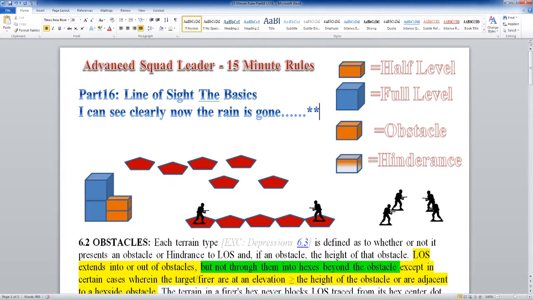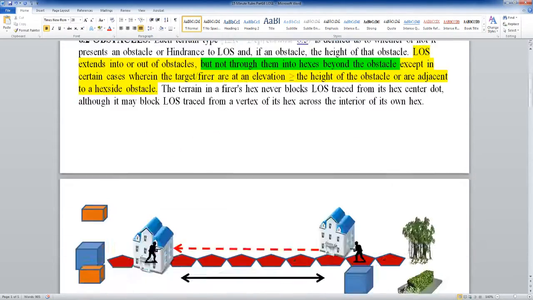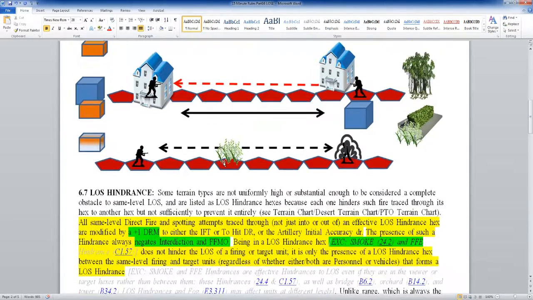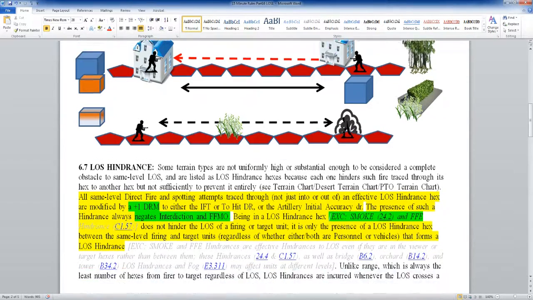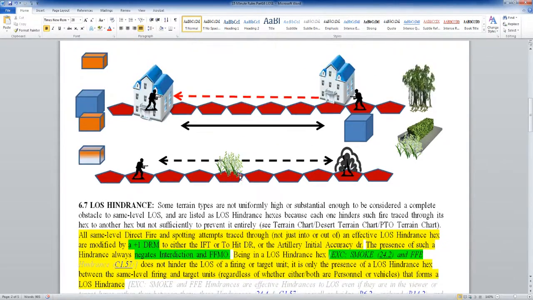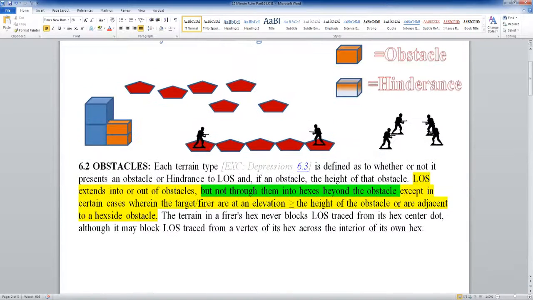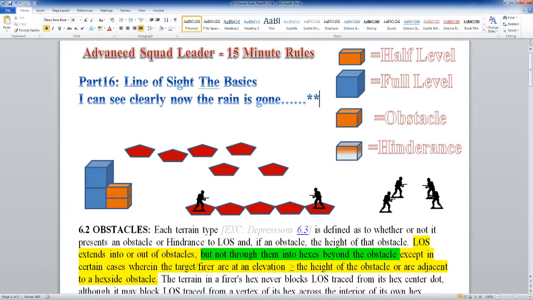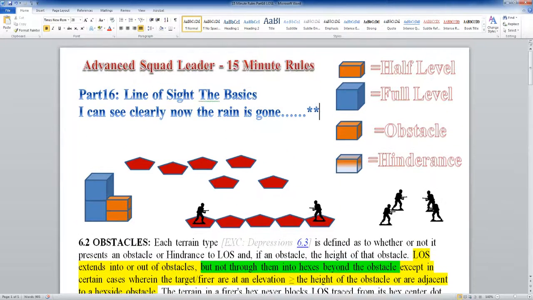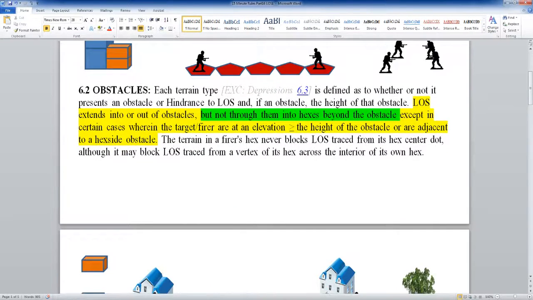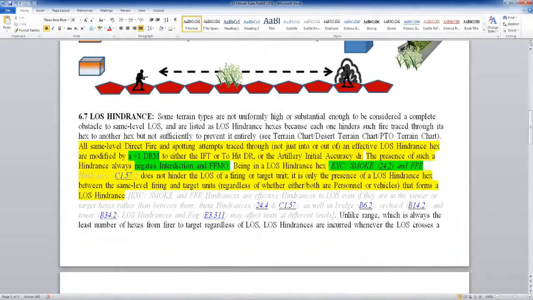If you've been following along, you know that we are currently doing Part 16, Line of Sight. Last time we looked at obstacles and hindrances, and basically the difference between obstacles and hindrances. If you missed that episode, be sure to watch it, because some of the stuff we're going to learn in this episode we talked about during that episode. So we're still talking about line of sight, and basically if units can see one another. And we're going to be talking about different aspects that go along with line of sight.